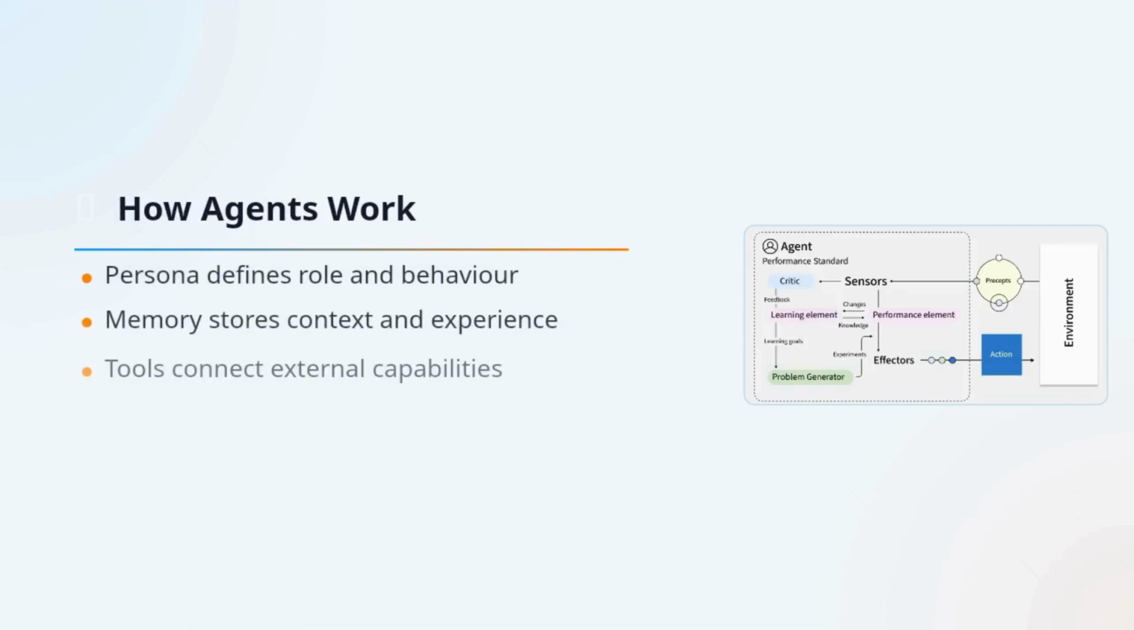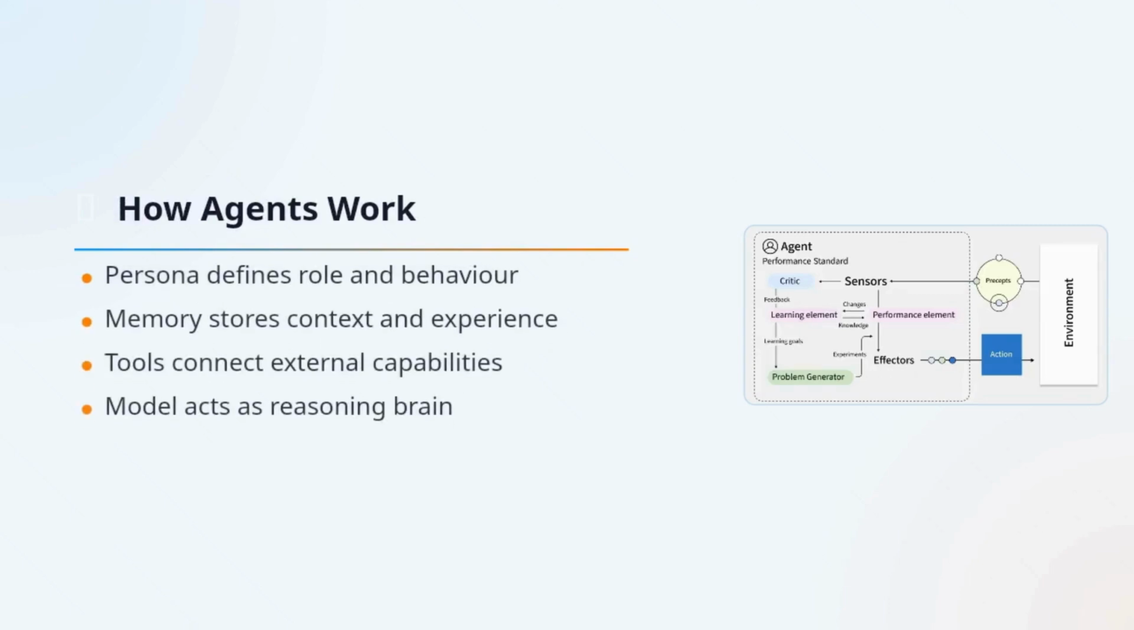An AI agent usually works through four important parts: persona, memory, tools, and model. The persona defines the role, communication style, and instructions, so the agent behaves consistently. Memory helps it keep context from the current interaction and also learn from older experiences. Tools let it access APIs, databases, interfaces, or devices, while the model, often an LLM, handles reasoning and language generation.